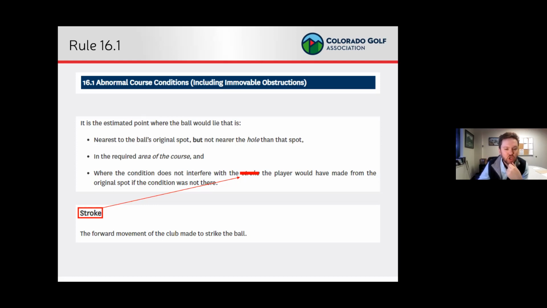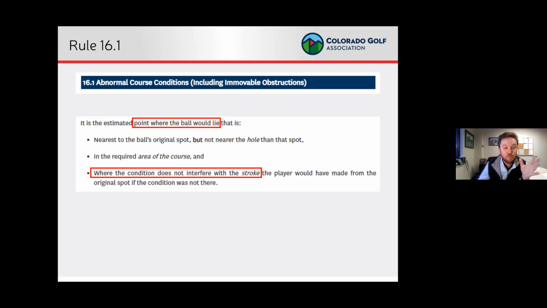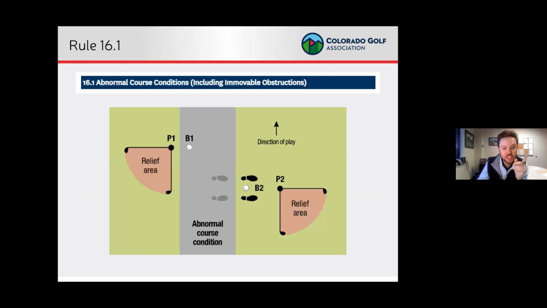I think that's a little more clear because it's the point where the ball would lie, where the condition does not interfere with, think about it this way, the stance or area of intended swing or lie of ball, which is what this picture really does a good job of showing you. This has nothing to do with the stroke. Nothing here has anything to do with the forward movement of the club. But the way it's connected, again, I think we get it. That's just a side note that I've always seen and wanted to talk over right here since we're dissecting it right now.